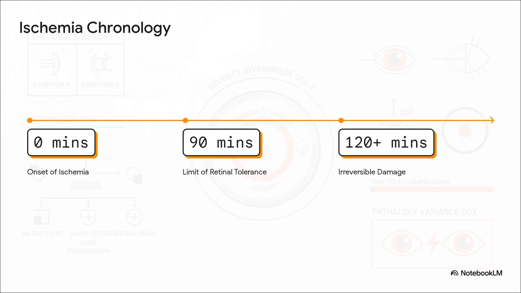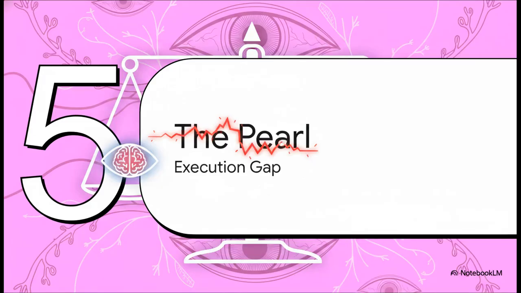So let's map those findings onto a real-world ischemia chronology. Recognizing the exact minute on the clock is the ultimate determinant of tissue survival in a CRAO. At minute 0, ischemia begins. And listen to this. The limit of retinal tolerance to complete ischemia is a brutally short 90 to 120 minutes. Beyond that 120-minute mark, you're looking at irreversible, permanent cellular damage, permanent blindness. Which brings us to our final takeaway, the executional pearl.